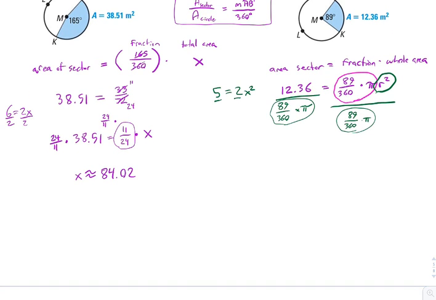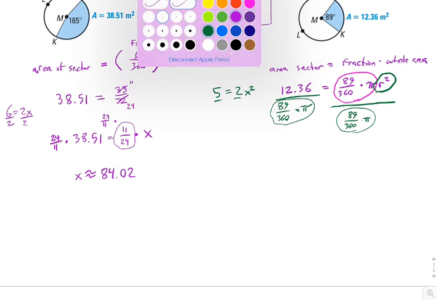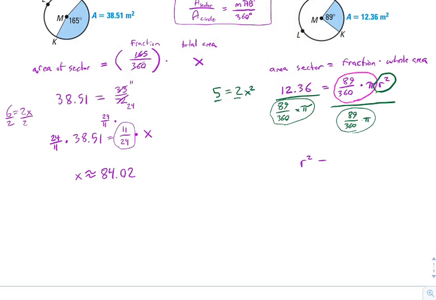So what I get, going back to purple here, is r squared equals, and this looks a little ugly, but this is just a number. I just haven't calculated it yet. So 12.36 divided by 89 over 360 times pi. And again, that was about 0.75 right there.